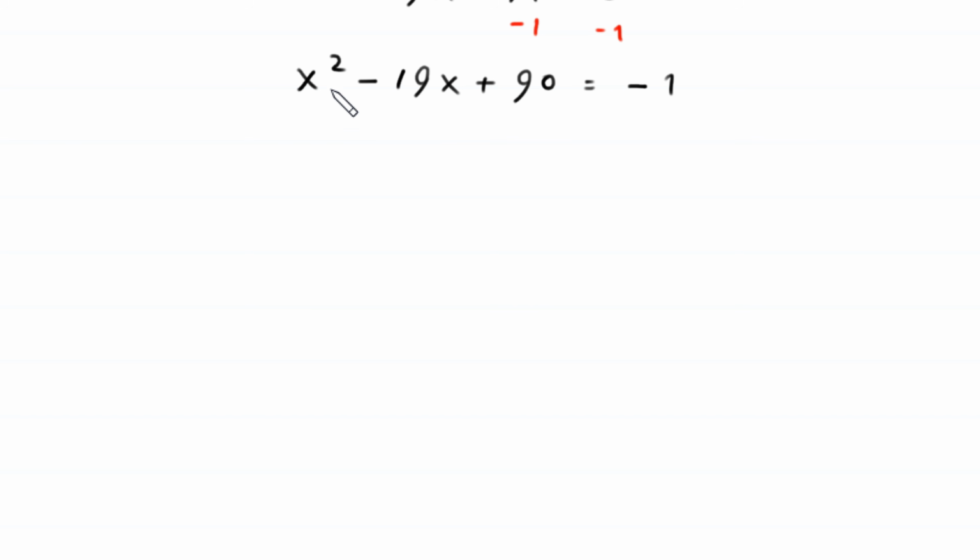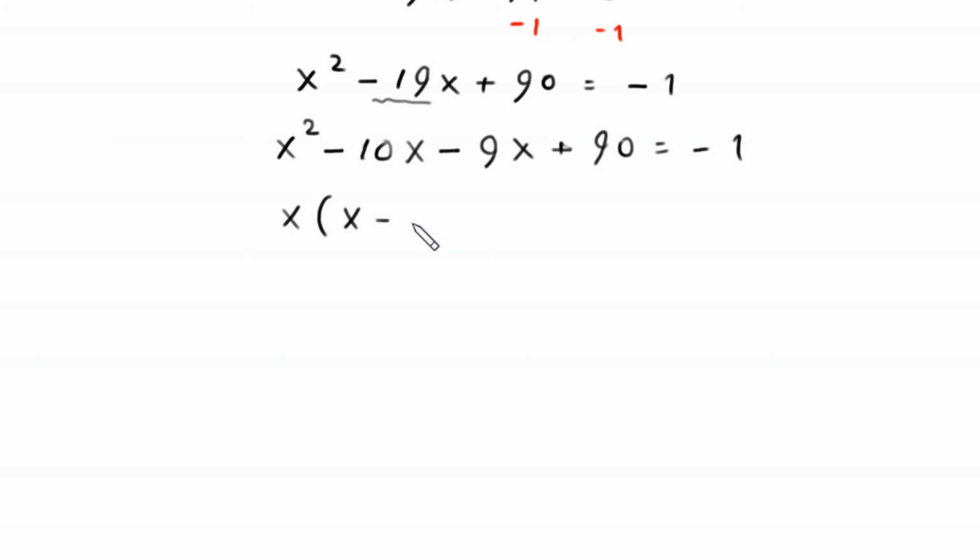Now this expression at the left hand side is factorable. We write this x squared and we break this negative 19x into two terms, negative 10 times x minus 9 times x plus 90 equal to negative 1. From these two terms we can factor out x, in bracket left x minus 10, and from these two terms we can factor out negative 9, in bracket left x minus 10, equal to negative 1.